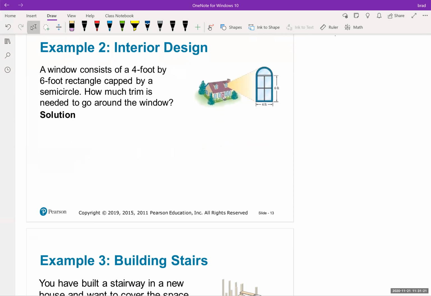So it says a window consists of a 4 foot by 6 foot rectangle capped by a semicircle. How much trim should be needed to go around? So we need to find the perimeter. So not only do we need to know the rectangle part of the window, but we also need to know this distance here on top. Okay, so what I'm going to do is break this into two shapes. So we have this shape, and then we also have the rectangular window.